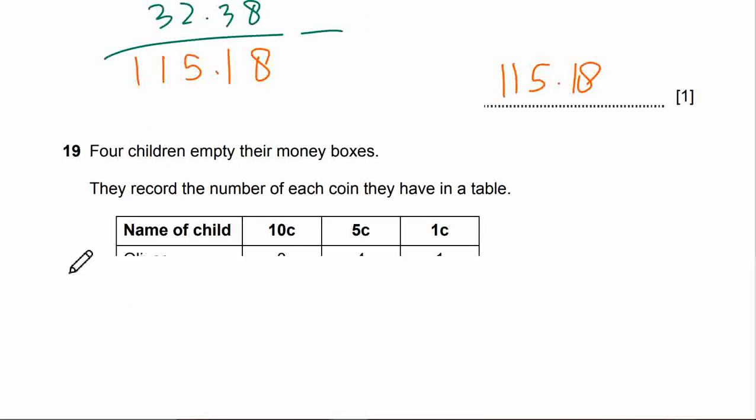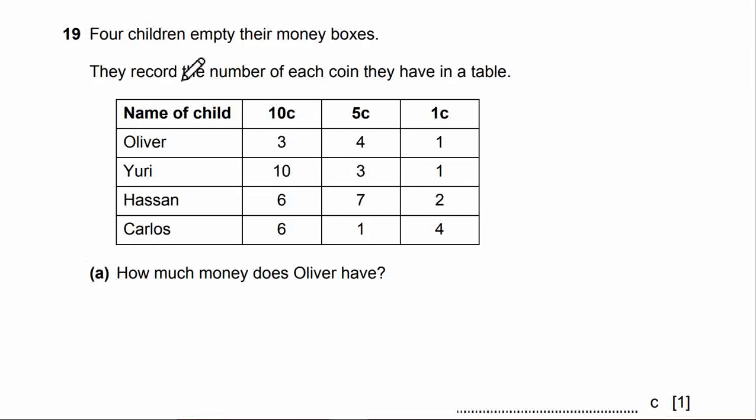So let's go to number 19. 4 children empty their money boxes. They record the number of each coin they have in a table. How much money does Oliver have? So in here Oliver has 3 cents.